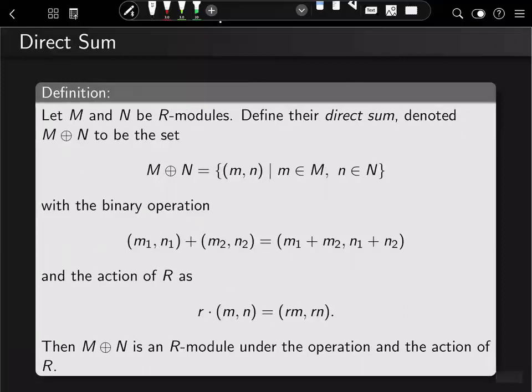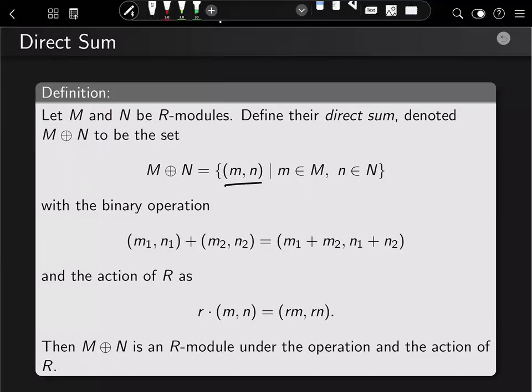So now we're going to define the direct sum. We let M and N be R modules, and we define their direct sum, which we denote with this circle with a plus in the middle, to be the set. Here we're just taking the regular Cartesian product, so we have pairs (m, n) such that m is in capital M and n is in capital N.